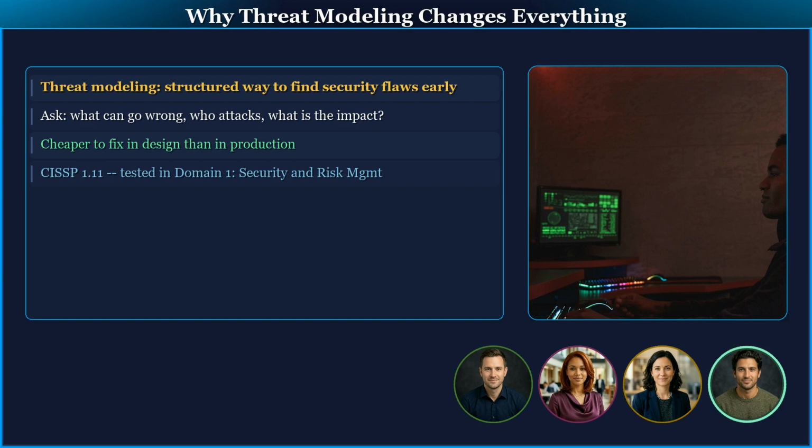We will cover STRIDE, PASTA, VAST, attack trees, the kill chain, and data flow diagrams. Stick around, the trust boundary section in Scene 5 changes how you think about network architecture.